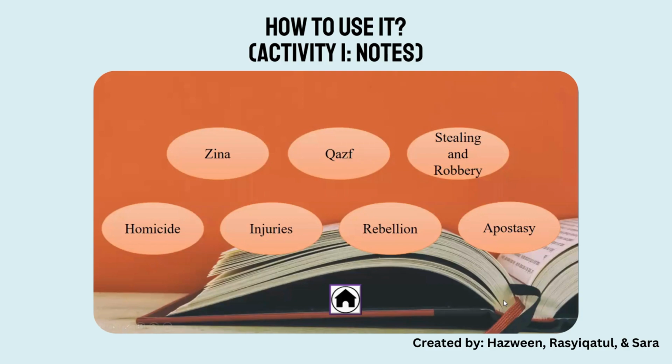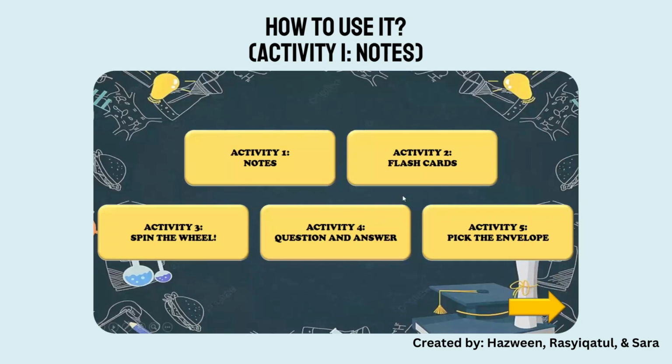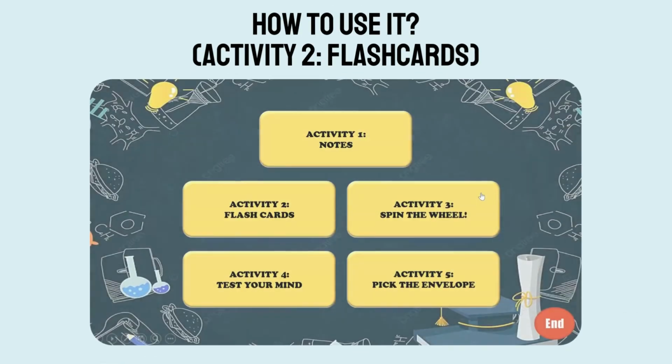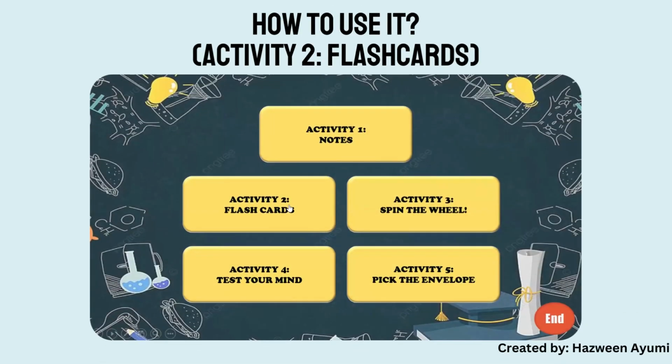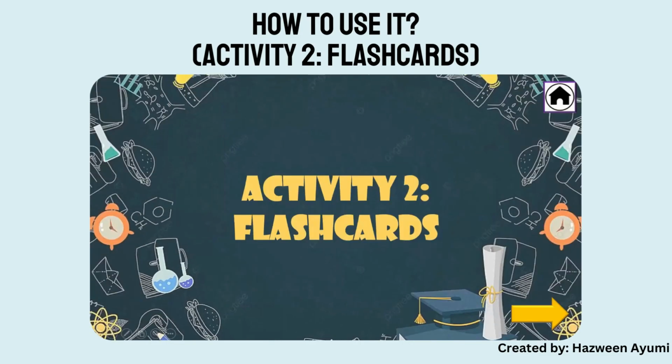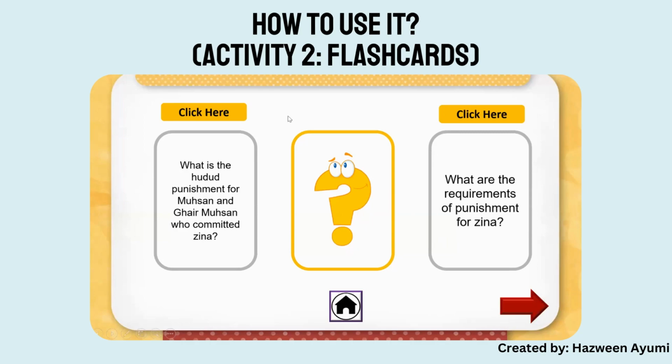And then if they are done with all the topics, they can just click on the home button that will direct them back to the list of activities. Okay, next activity is flashcard. So push the yellow arrow button and we're going to see a flashcard.